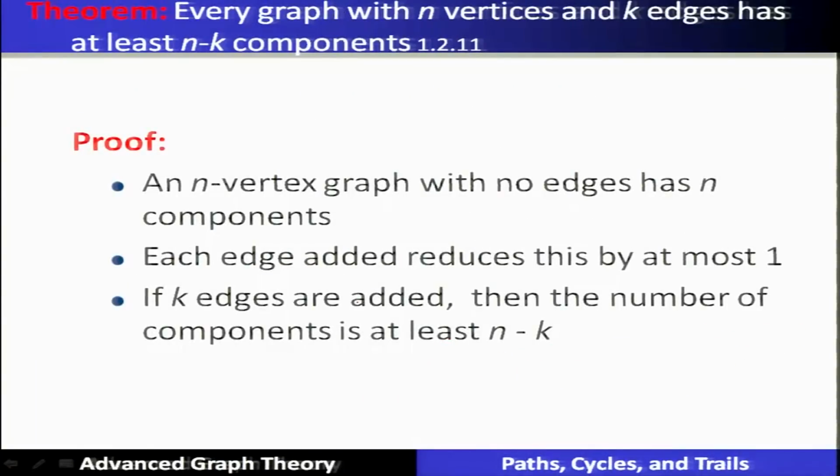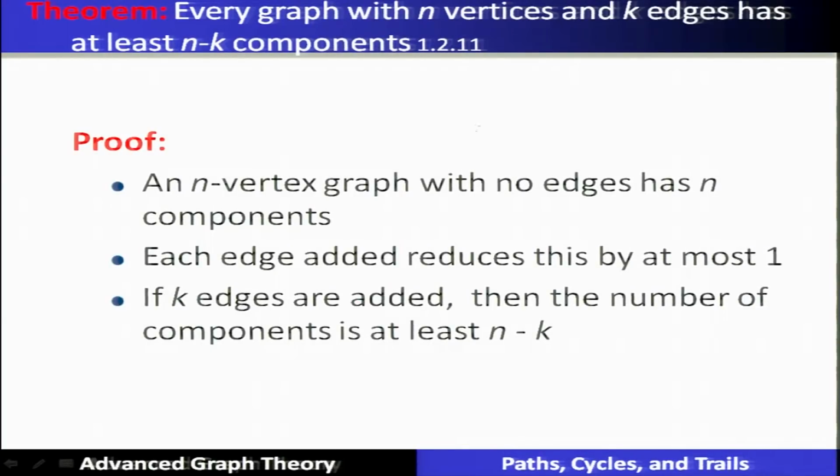There is a theorem which states that every graph with n vertices and k edges has at least n minus k components. Let us see the proof of this particular theorem. An n-vertex graph with no edges has n components. So that is quite obvious.